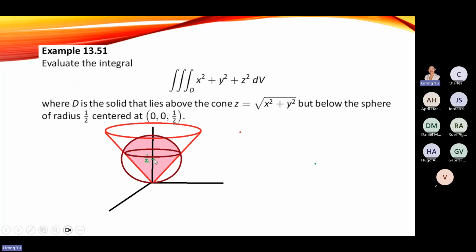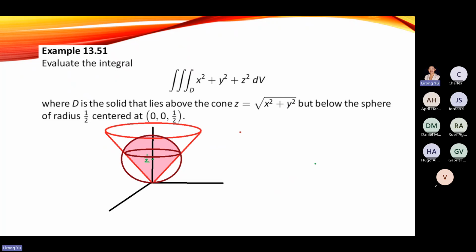So I draw a sphere over here. And then you can see the sphere will be intersecting the cone, and it says the region lies above the cone but below the sphere, like a cone that has a round top. Think about an ice cream cone. That was the integration region there. Okay, so now we're going to try to identify the integration boundaries for rho, phi, and theta.